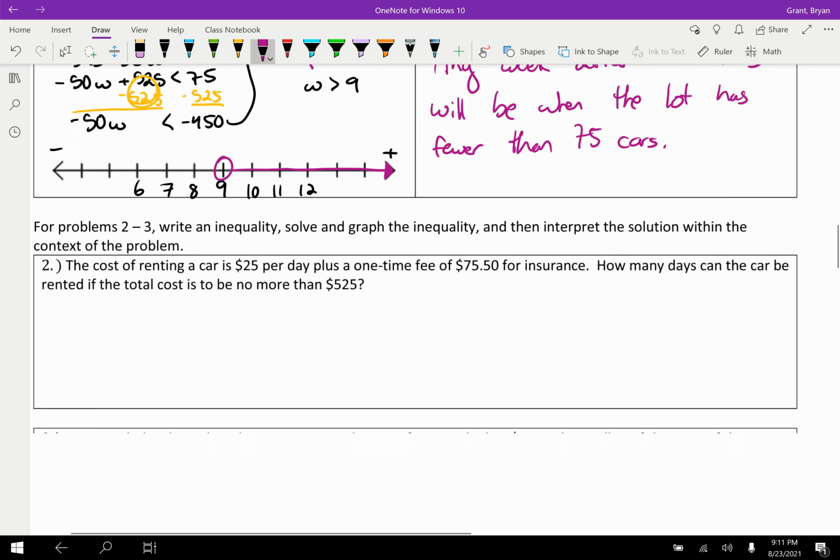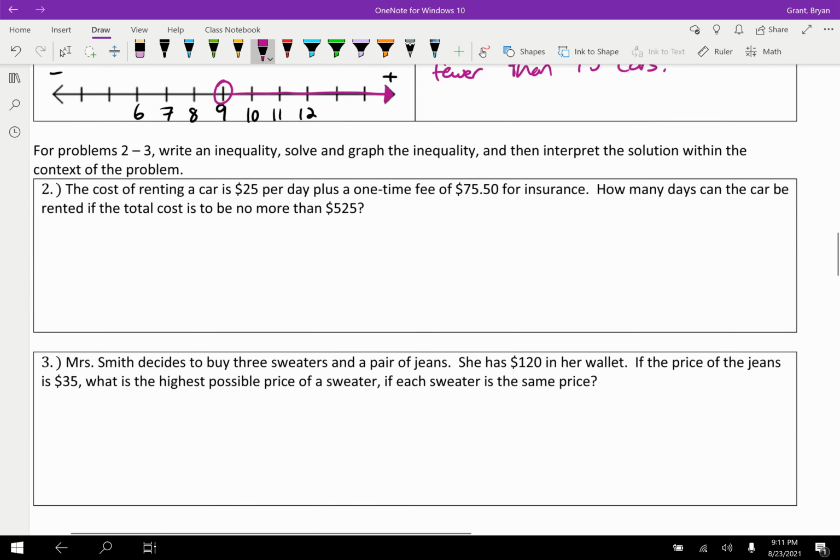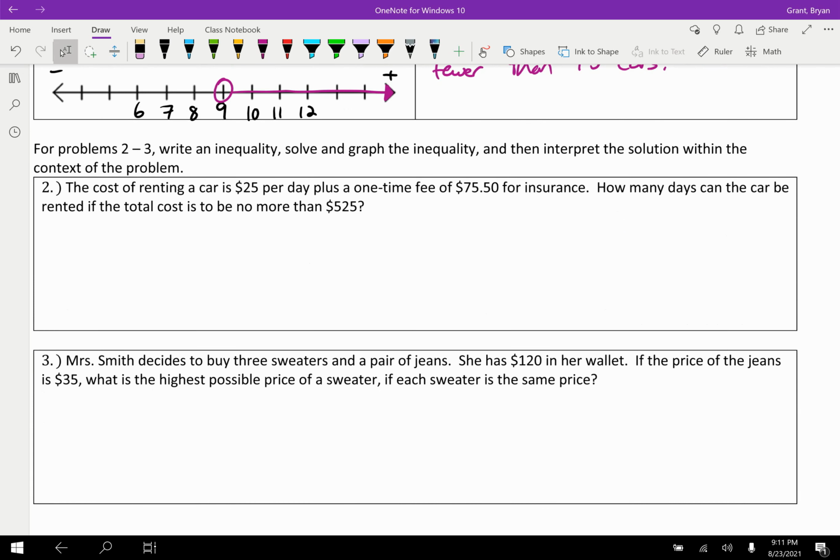All right, 2 to go. For problems 2 and 3, write an inequality, then solve and graph and interpret the solution. There's not a lot of room for work here, but we'll see what we can do. The cost of renting a car is $25 per day plus a one-time fee of $75.50 for insurance. How many days can the car be rented if the total cost is to be no more than $525? All right, let's break this down.